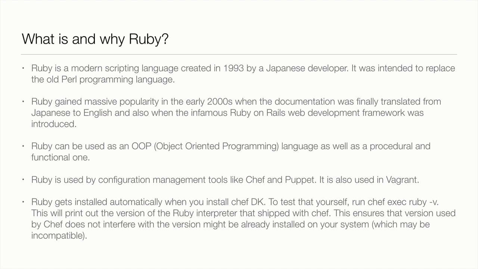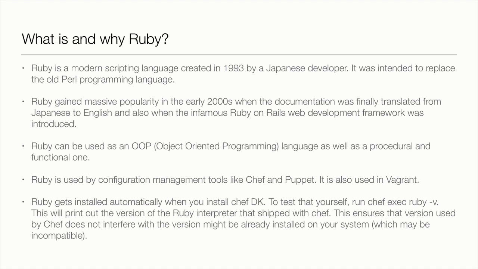Ruby is used by configuration management tools like Chef and Puppet. It is also used in Vagrant, as you have seen in the previous lecture. When we had a look at the Vagrant file, the language that this Vagrant file is written in is Ruby. Ruby gets installed automatically when you install chef.dk. To test that yourself, you're gonna run chef exec ruby -v.